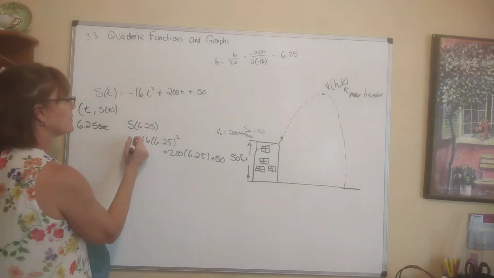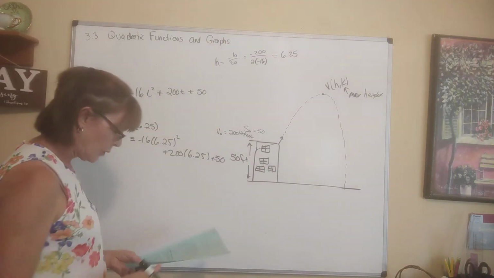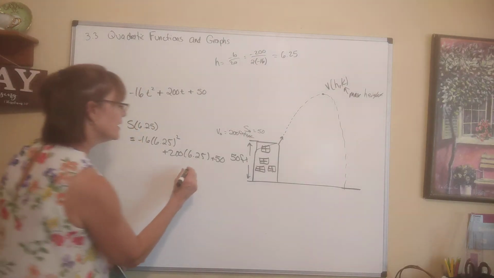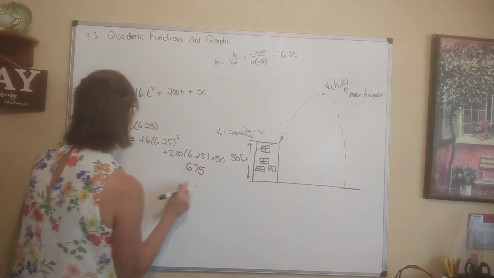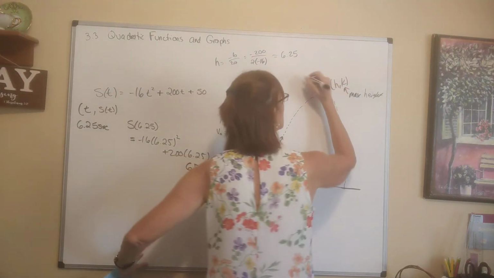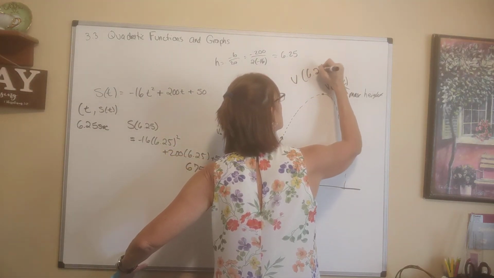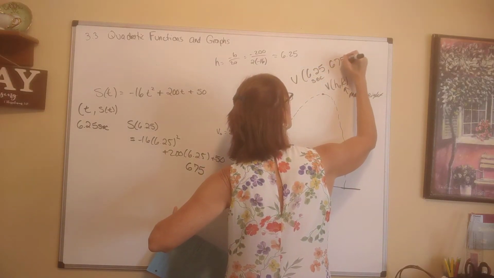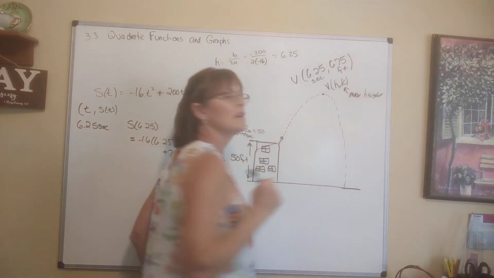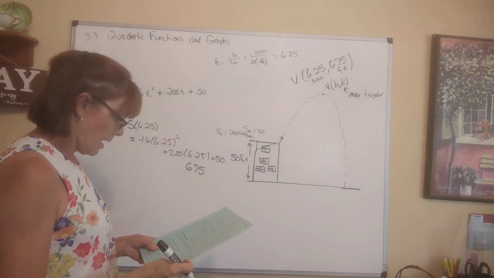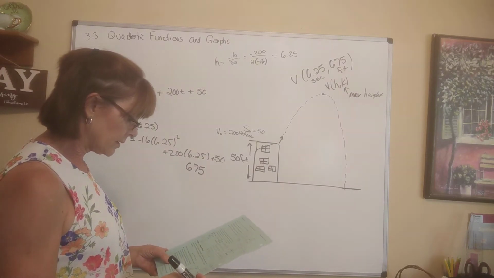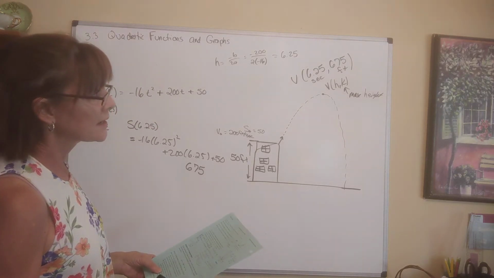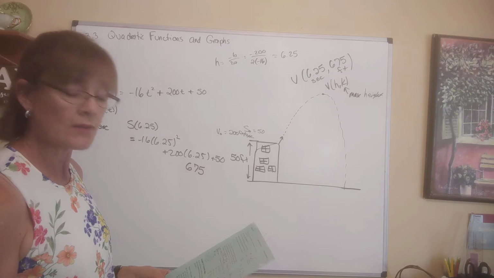This is analytically what they mean when you solve it. You plug it in. And when we put all that in, we find out that it reaches a height of 675. That is our k value. So right here our vertex is 6.25 seconds, and the height is 675 feet. So the rocket reaches its highest point at 6.25 seconds, and the highest point it reaches is 675 feet.